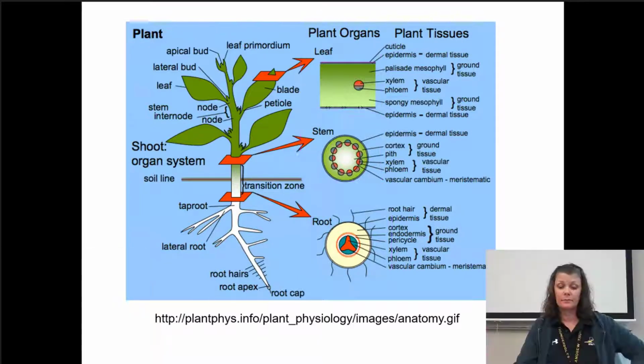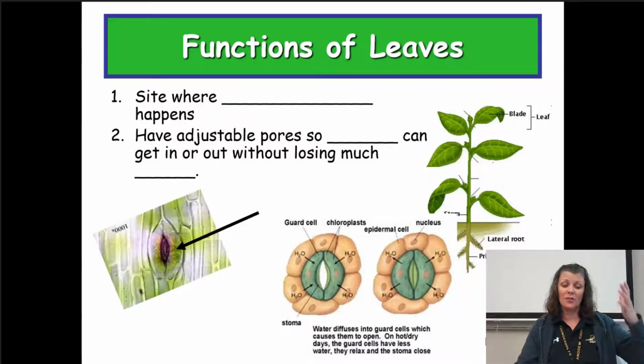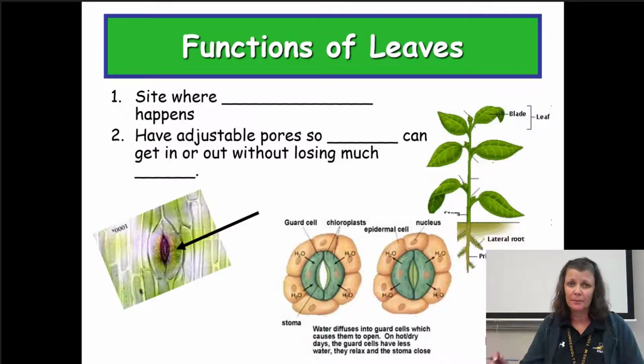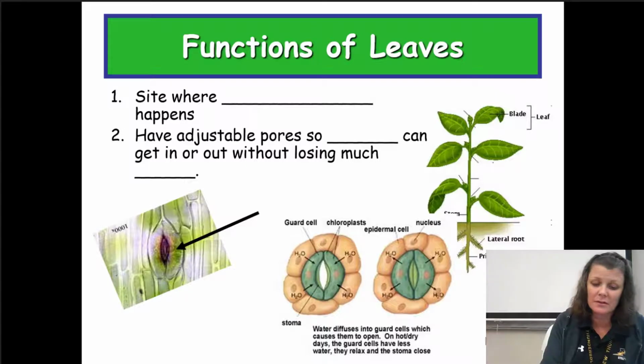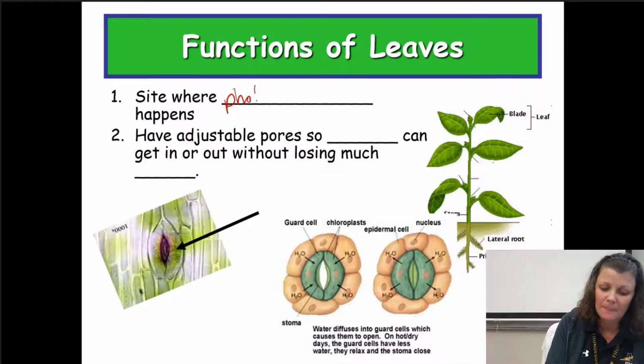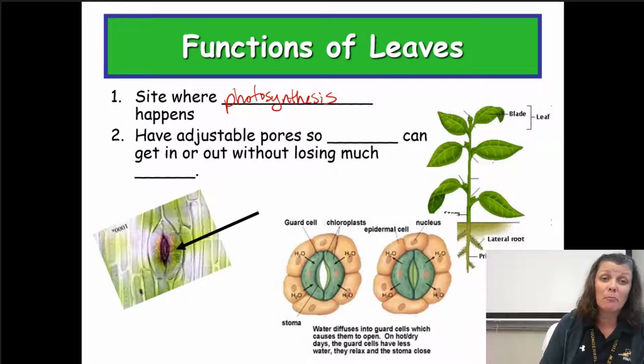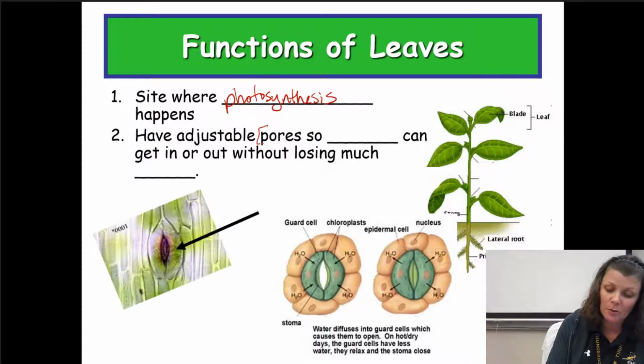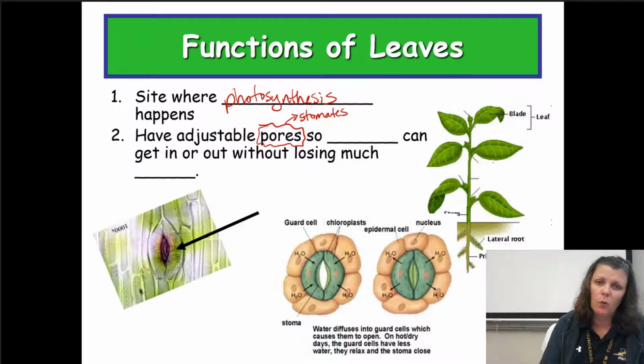So in review, what's the function of the leaf? What's happening in the leaf? What's the process? Did you guess photosynthesis? Excellent. They have adjustable pores. Well, you're smarter than that. What are the pores called? They're called stomates.